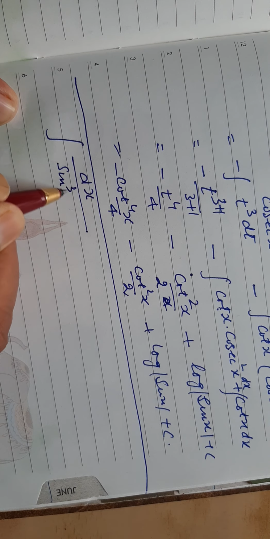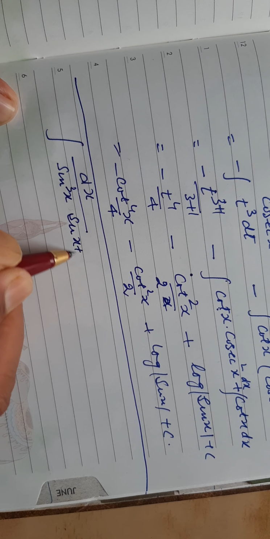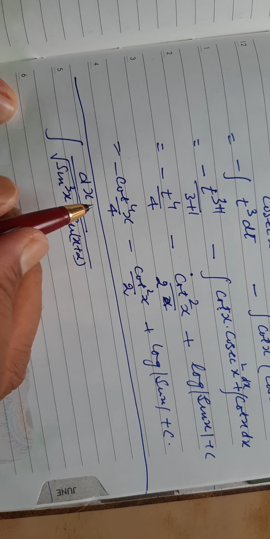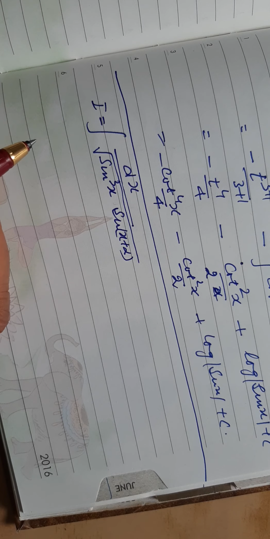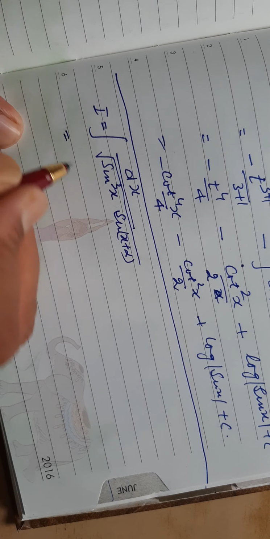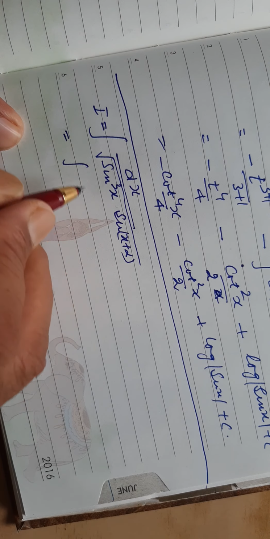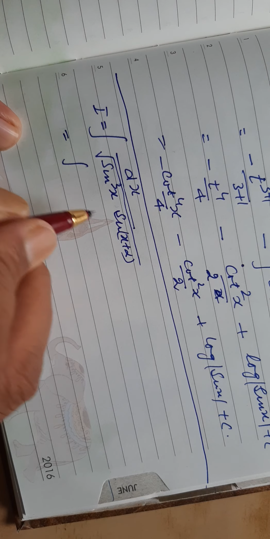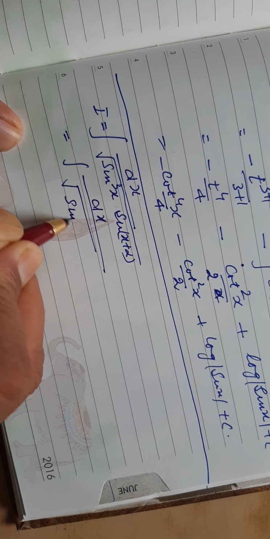Now we take another question for another type, that is integration dx upon sin cube x into under root sin x plus alpha. This is the question. Next question. Now we start this question here. First of all, we multiply and divide by sin x. Here, first we apply the formula here.